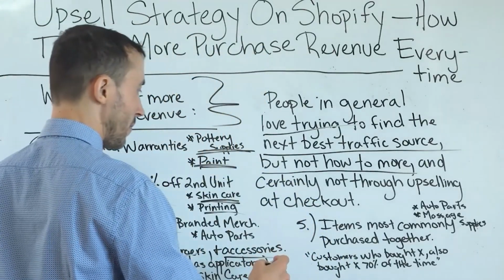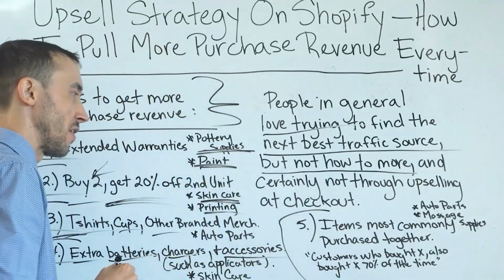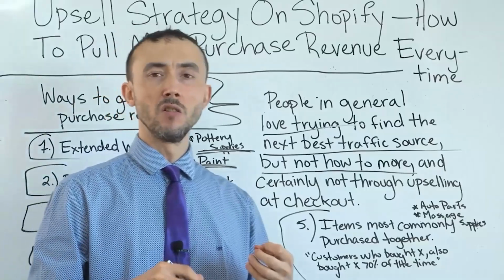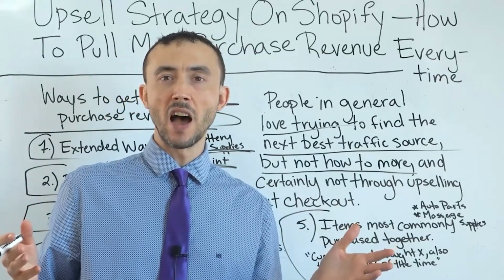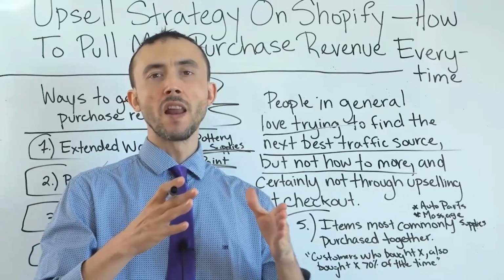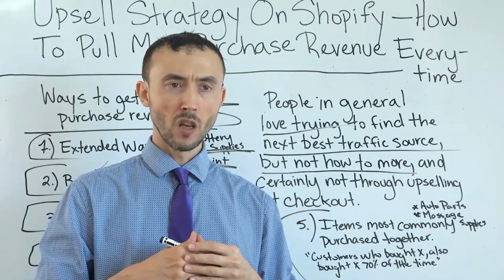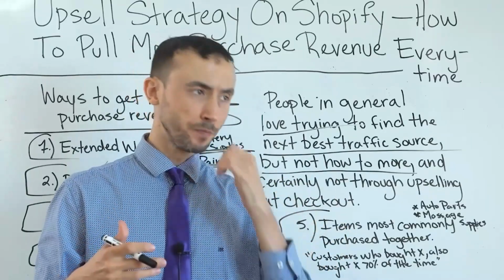So there's that. And then the fifth one, items most commonly purchased together. One thing that I've done in the past with clients is where we would take all the customers of all the products that have been bought, and then we found which products were most commonly bought together. And you can do this using software programs, basically, to keep it short.